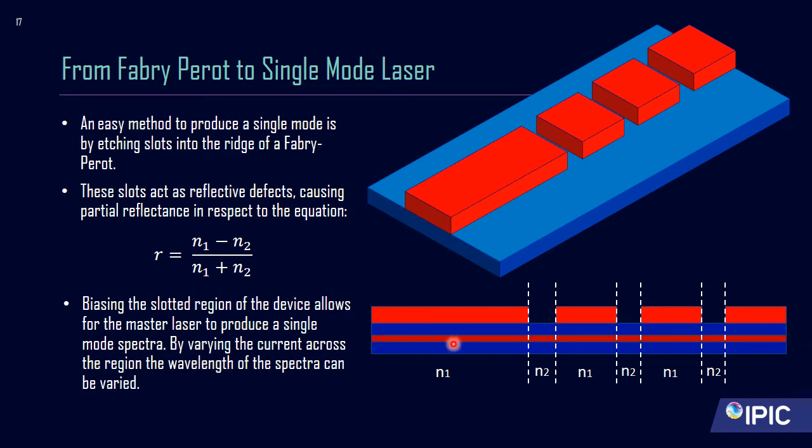The top is the ridge, the blue is the wafer, the dark red is the active region. So as light propagates along the active region, when it comes to a spot where the effective refractive index changes, a partial reflection occurs. So multiple regions where this partial reflection occurs is set up, and this could warp the shape of the reflection profile of the laser.